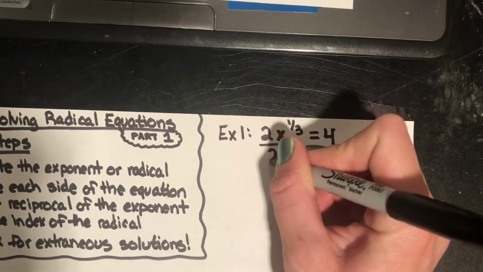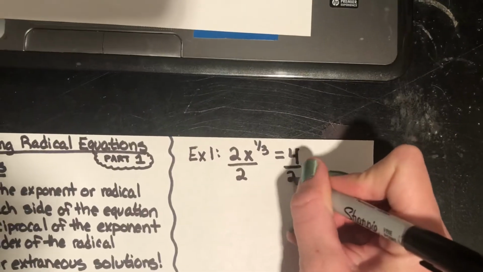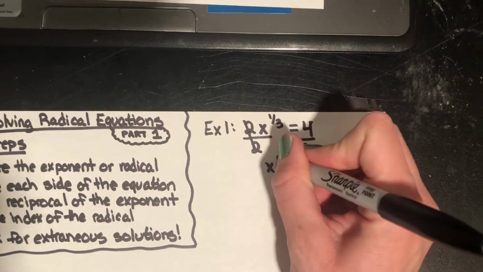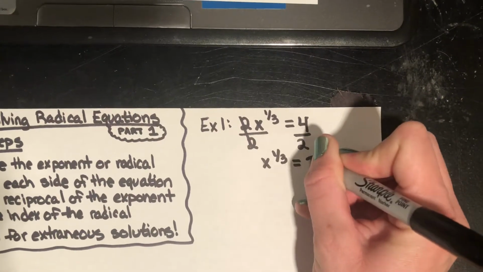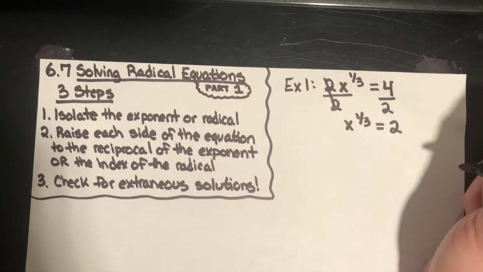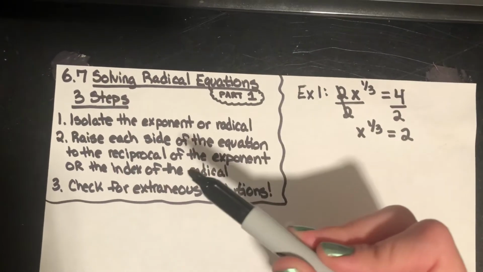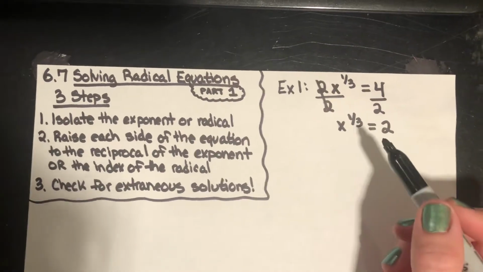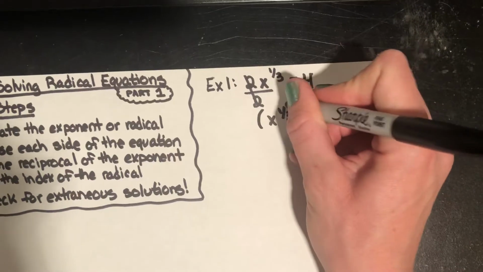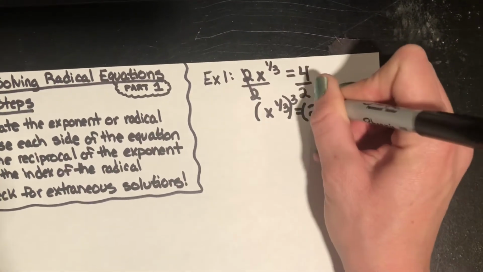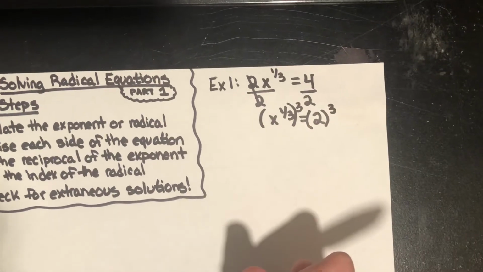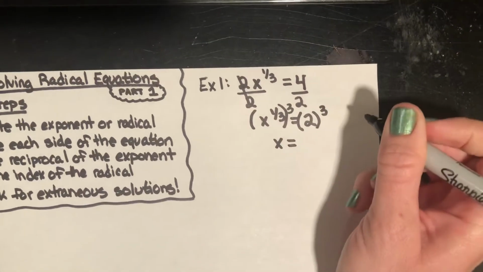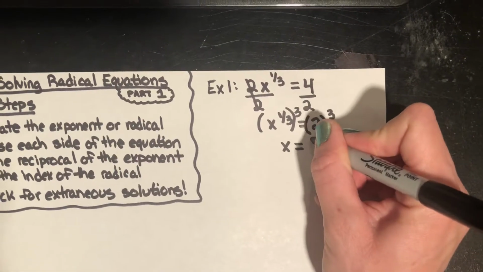We are going to divide by 2 on both sides. And it's going to cancel out there. 4 divided by 2 is 2. So we have x to the 1/3 equals 2. Now we've isolated the exponent. So we need to raise each side of the equation to either the reciprocal of the exponent or the index of the radical. Well, we have an exponent. So the reciprocal of this exponent is 3/1, or just 3. Whatever you do to one side, you must do to the other side. So that means x to the 1/3 to the 3rd is just x, and 2 to the 3rd is 8.